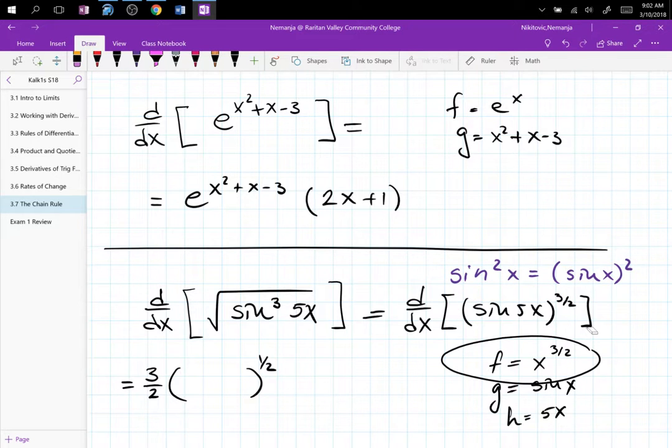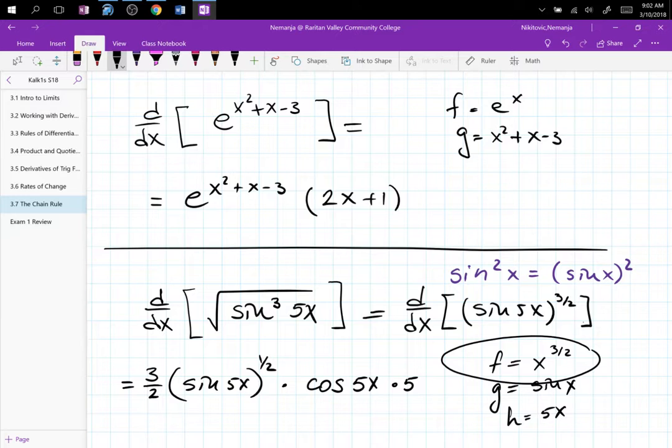So I just put this sine of 5x in here times the derivative of the inside, so the derivative of this part, and the derivative of sine is cosine, so cosine 5x, and then again the derivative of the inside, and the derivative of the inside is 5.